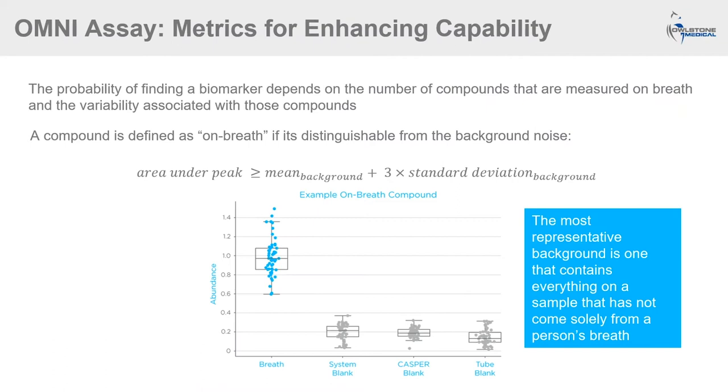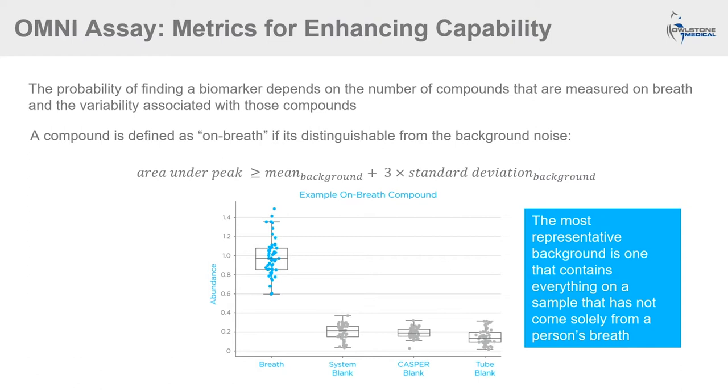So using this theory as the basis, we can measure the performance of the Omni assay by examining the number of compounds that are measured on breath and the variability associated with those compounds. Chromatograms contain hundreds and even thousands of peaks. Those could be from breath, but they could also be from equipment, environmental contaminants, lab contaminants, etc. So we define a compound as on breath if it's distinguishable from the background noise.